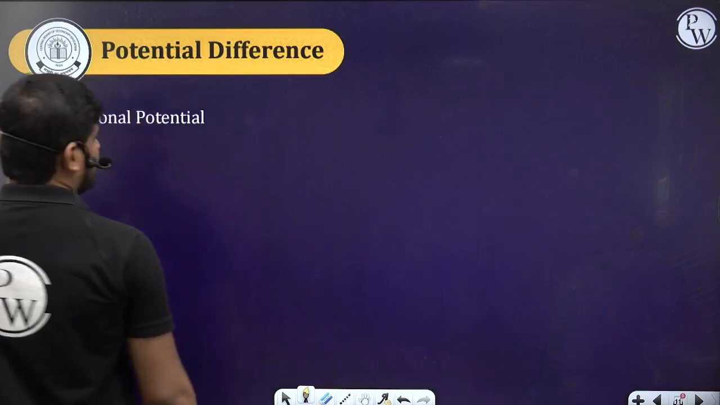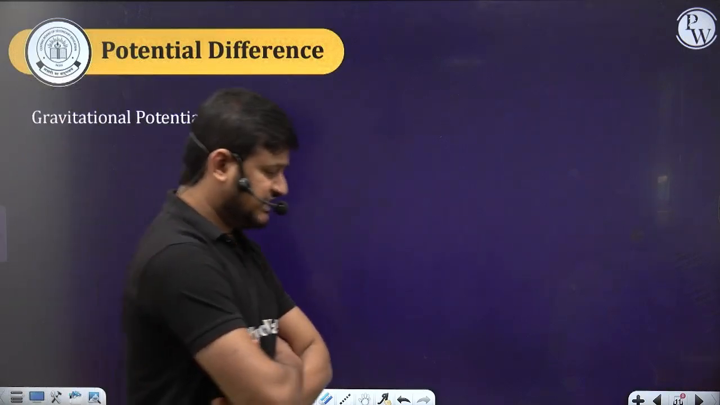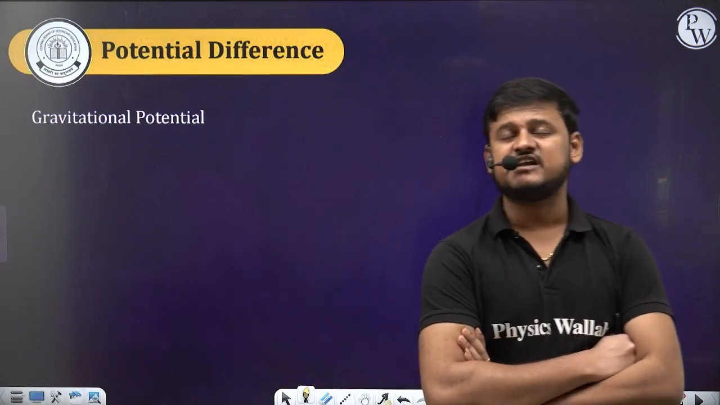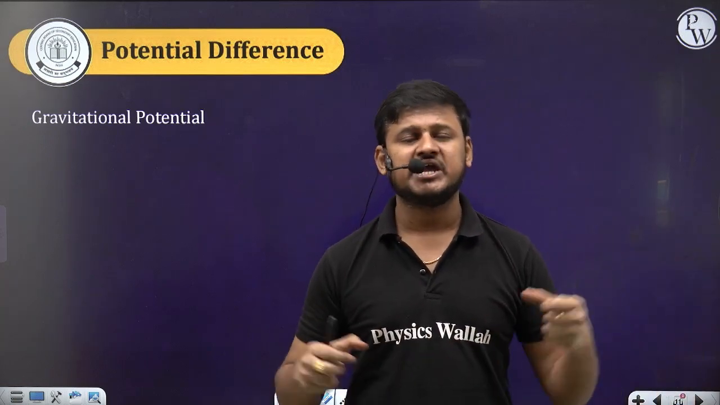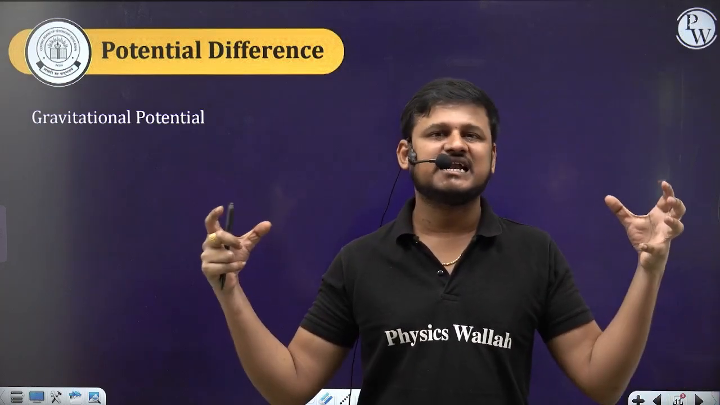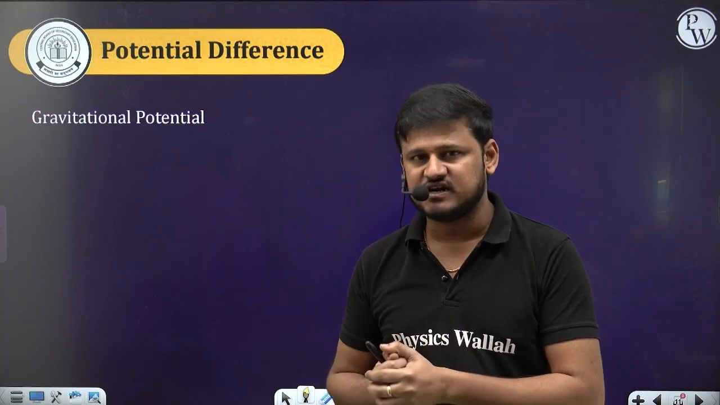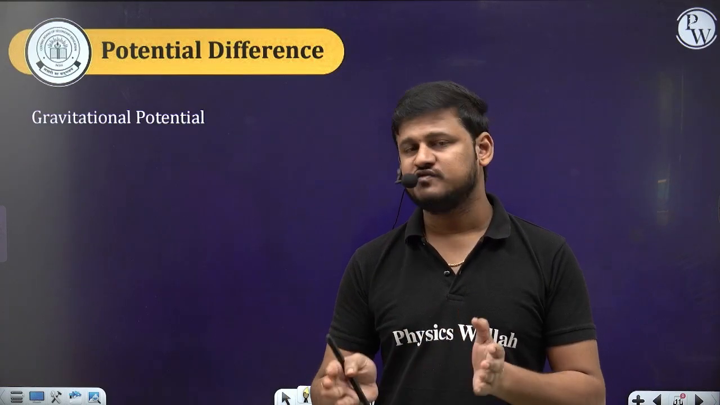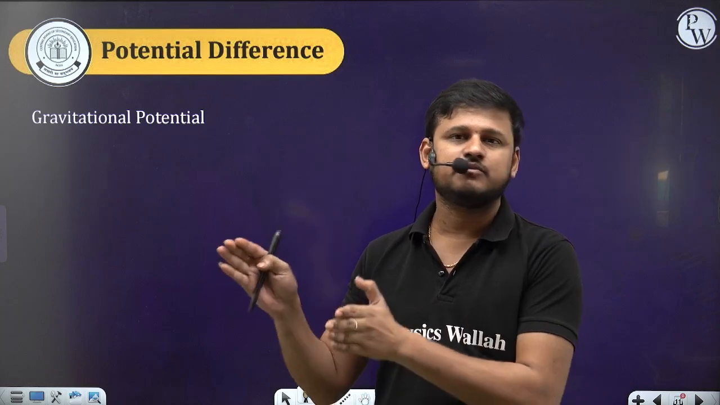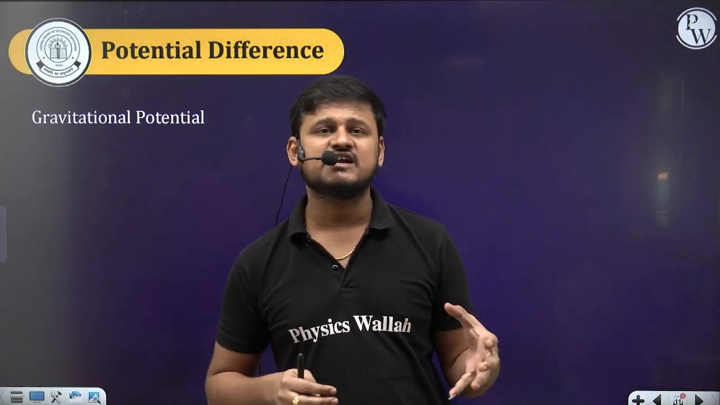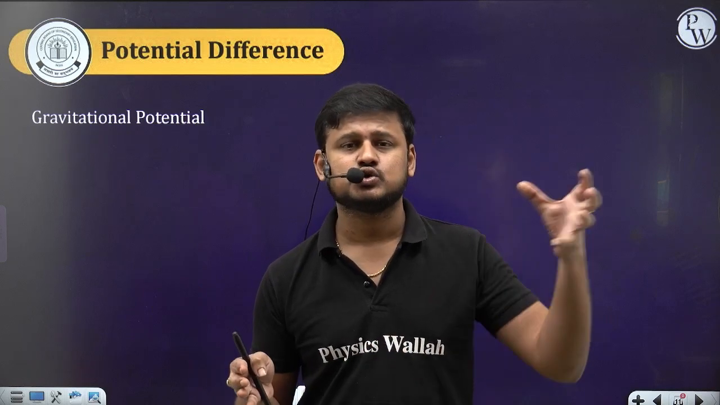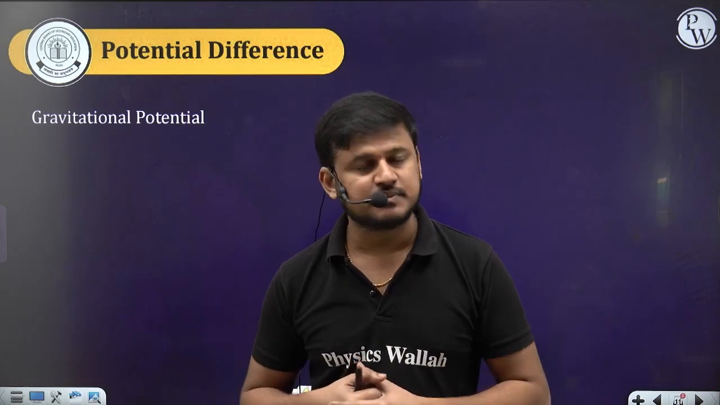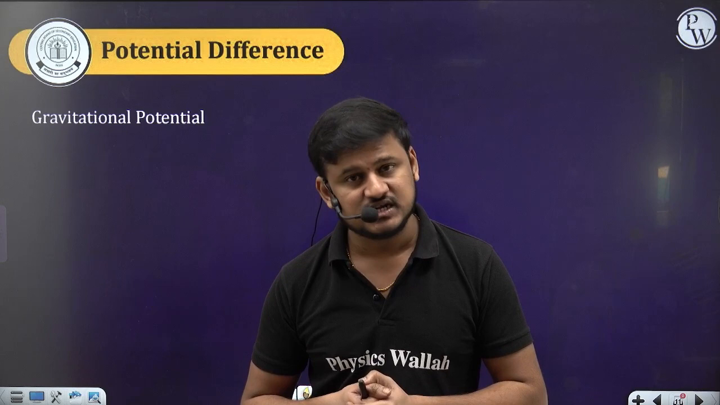So let's go for the gravitational potential. Till now we have seen the gravitational force. What's the gravitational force between the two masses? Any two masses in the universe attract each other by the force of gravitation, which is equal to G m1 m2 by r square. That gravitational force follows the inverse square law, where the force of gravitation is inversely proportional to r square, right? So done.